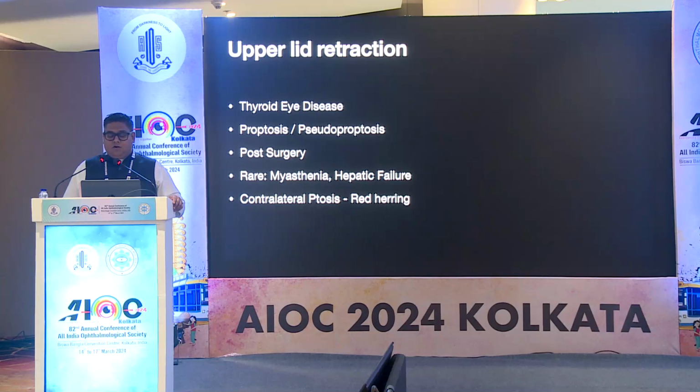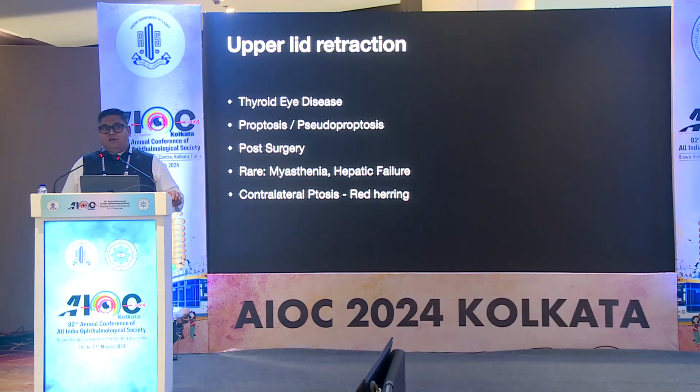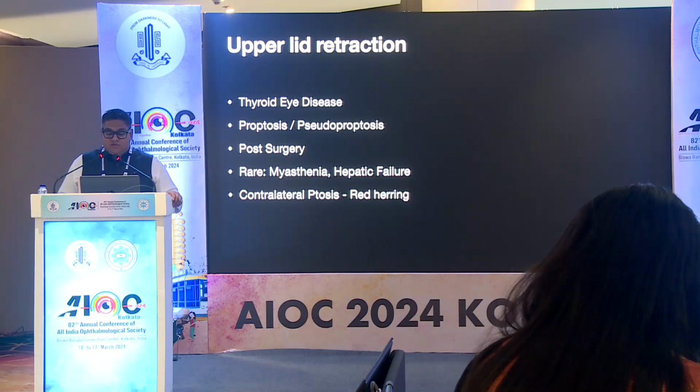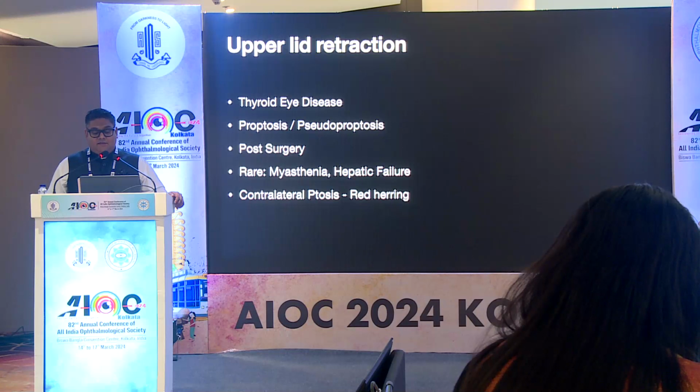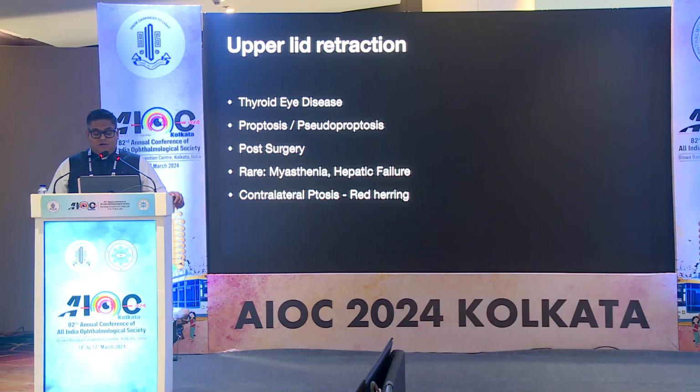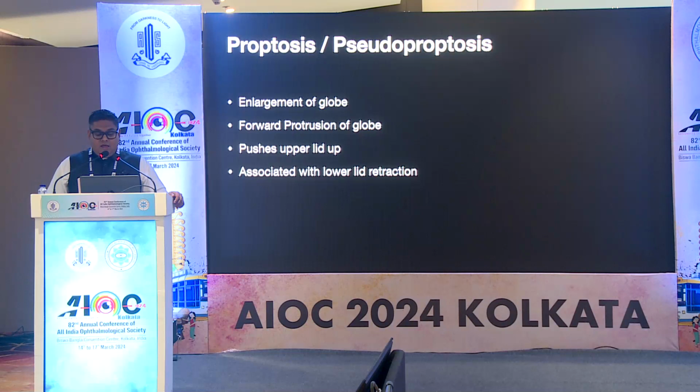Post-surgery can be another cause where, because of surgical correction to the superior rectus, there is ptosis overcorrection, and rarely myasthenia, paradoxically, and hepatic failure are systemic causes. We'll come to contralateral ptosis as a cause of proptosis or pseudoproptosis in the other eye. So enlargement of the globe, especially in unilateral axial myopia, or true proptosis by outward protrusion of the globe because of a retrobulbar mass, pushes the upper lid up and is also associated with lower lid retraction.